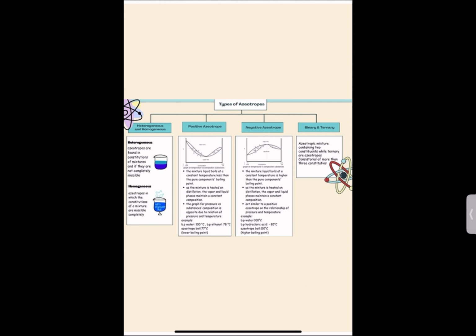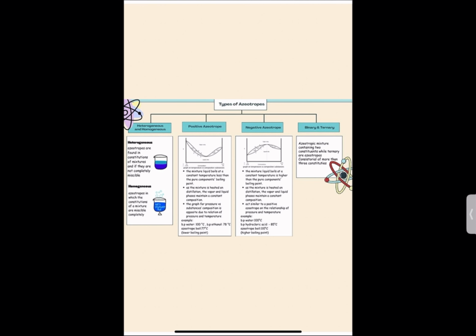Lastly, the binary and ternary categories refer to the mixture itself. Binary involves two components being mixed together, such as ethanol and water or acetone and methanol. In contrast, ternary refers to a mixture of three substances, where the behavior becomes more complex.